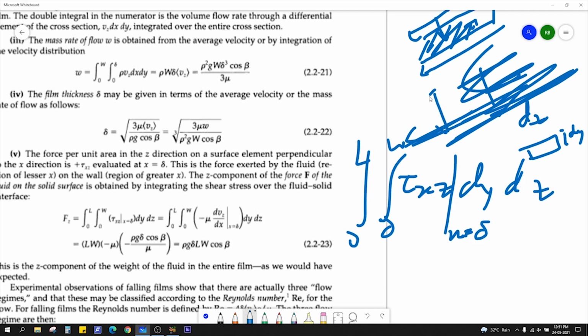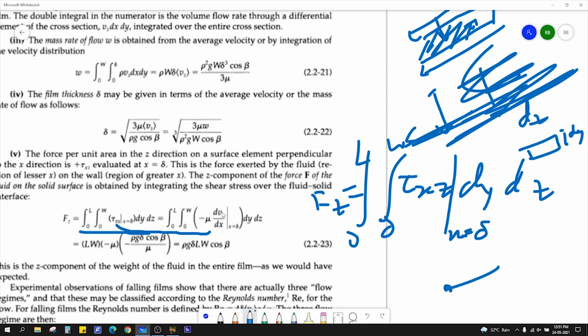So according to the coordinate system, this is x equal to delta, right? It will be force in the z direction, because the fluid is flowing in the z direction, so it will apply force on this bottom surface in the z direction, right? So if you integrate this at exactly the surface, that is x equal to delta, you will get the required force. So just put Newton's law, minus mu dv by dx at x equal to delta.